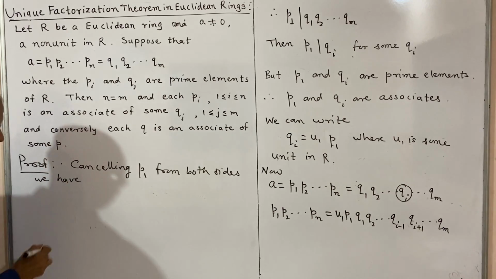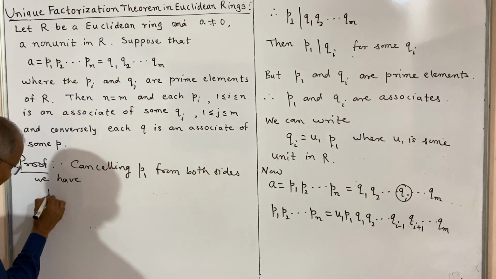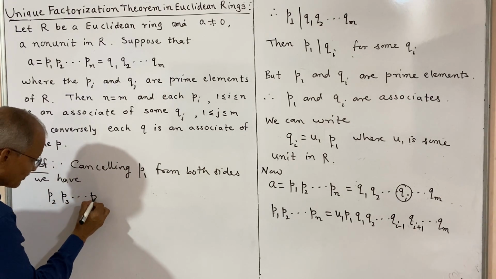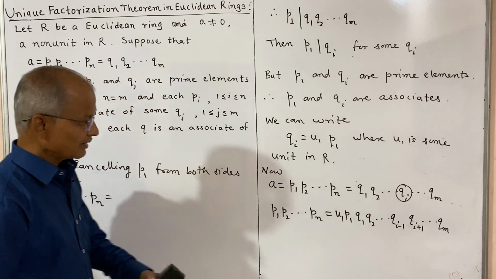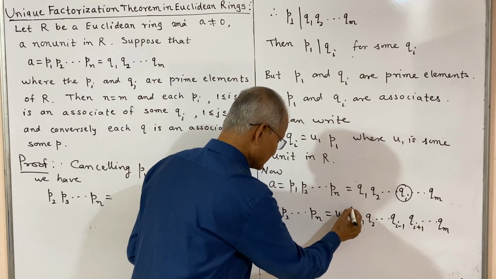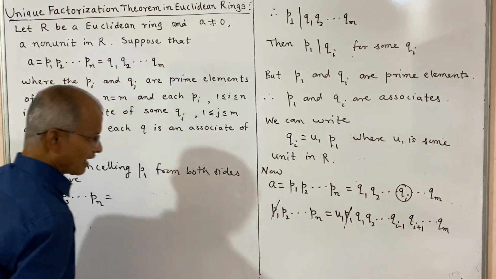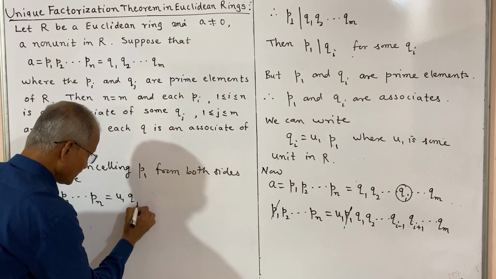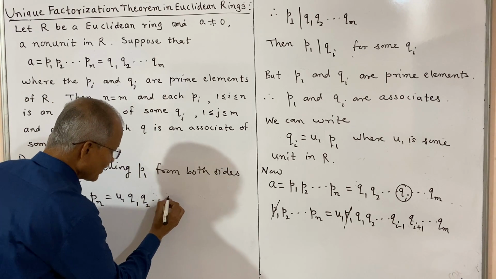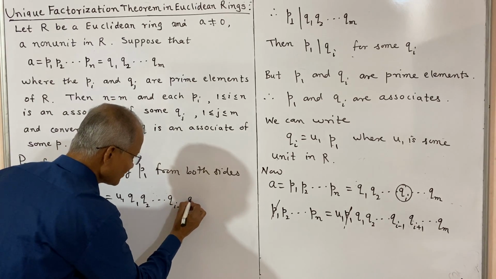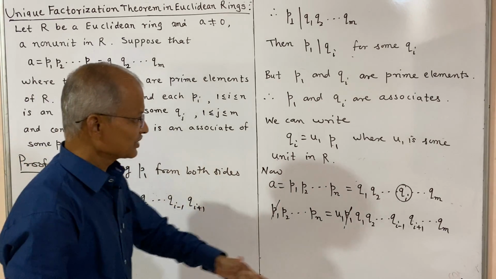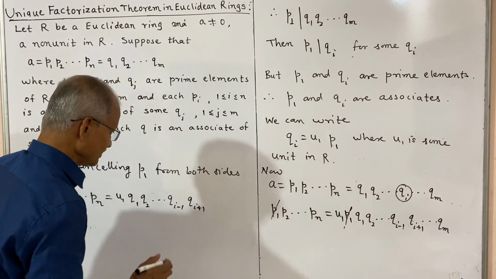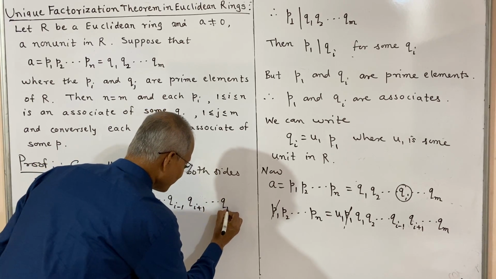Now the left side will be P2, P3 and so on up to Pn, and on the right side this P1 cancels from either side, and the right side will be U1, Q1, Q2 up to Qi minus 1, Qi plus 1, because we have replaced Qi here as U1 P1, and this will continue up to Qm.